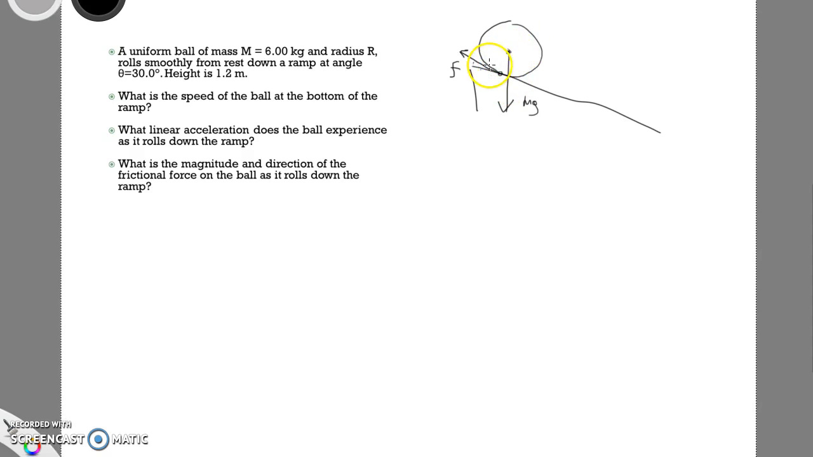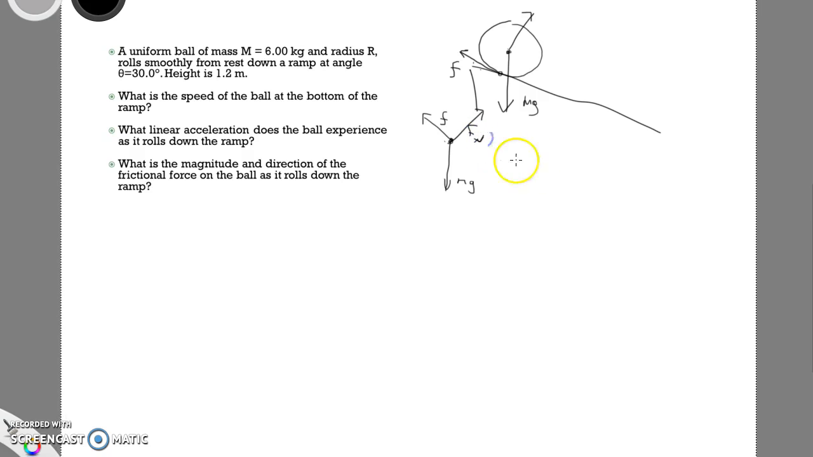Okay, so we want to find acceleration. So if we look at a free body diagram of just the forces acting on the center of mass, we have gravity acting downward. We're going to have also the normal force perpendicular. We'll have friction pulling up the ramp, and this perpendicular normal force.